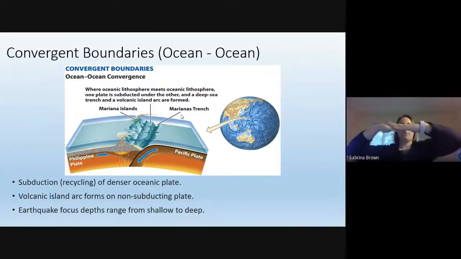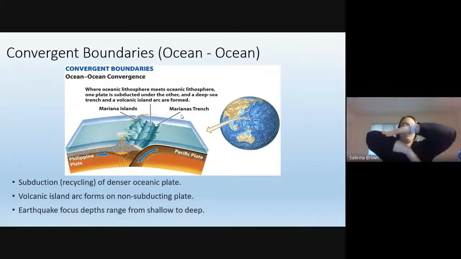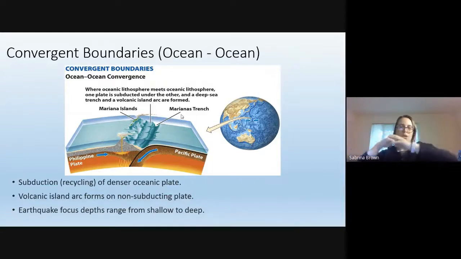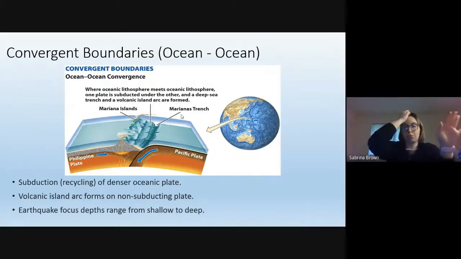And then because you have a plate subducting underneath another plate, we get earthquakes that range in depth from really shallow to really deep below the Earth's surface. So with ocean-ocean convergence, we get subduction of the more dense plate. Remember, subduction results in the recycling or the destruction of lithosphere, right? So at our mid-ocean ridges where we have divergence, we are creating new lithosphere. At convergent boundaries where we have subduction, we are destroying lithosphere or recycling it.